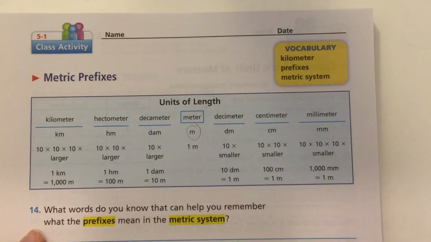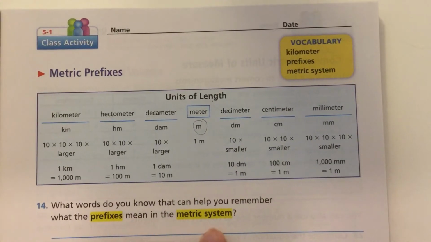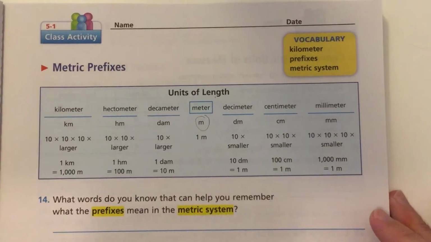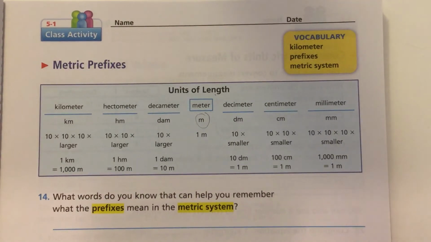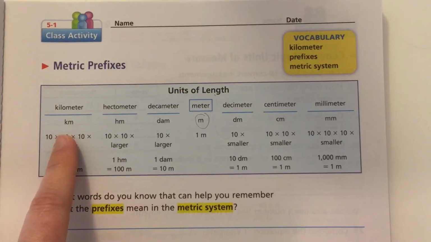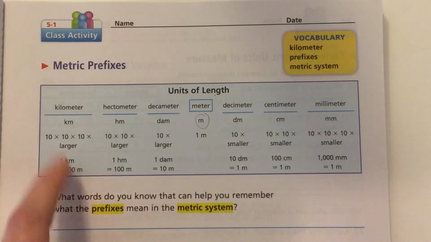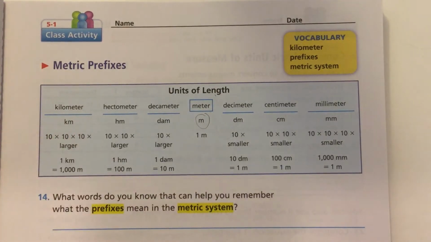Number 14, what words do you know that can help you remember what the prefixes mean in the metric system? So this is just trying to give us a little pause to think about how we are going to remember all these words. Some of them you might already be familiar with. I have a feeling you've probably already heard kilometer before. And remember that kilometer is that big one. It's 1,000 meters. Most people kind of think of it like a mile, but it's actually smaller than a mile. But you could still have that in your head because that's kind of a base. Oh, okay, we're talking about something big.